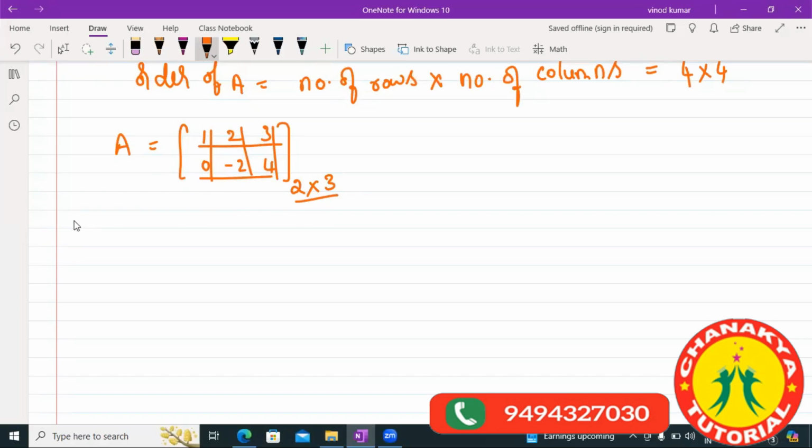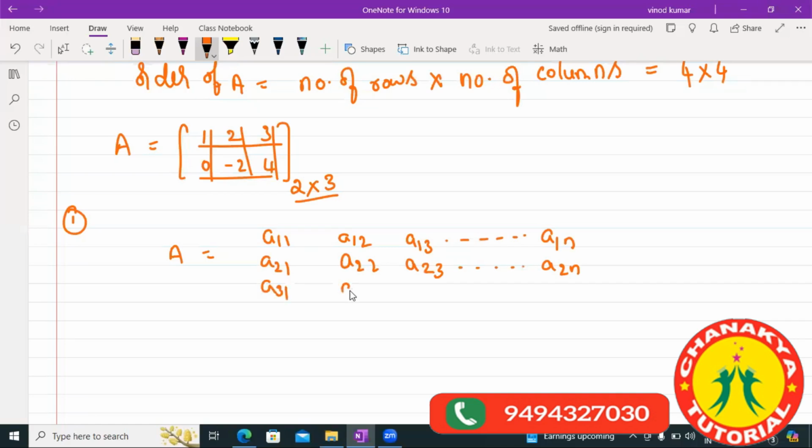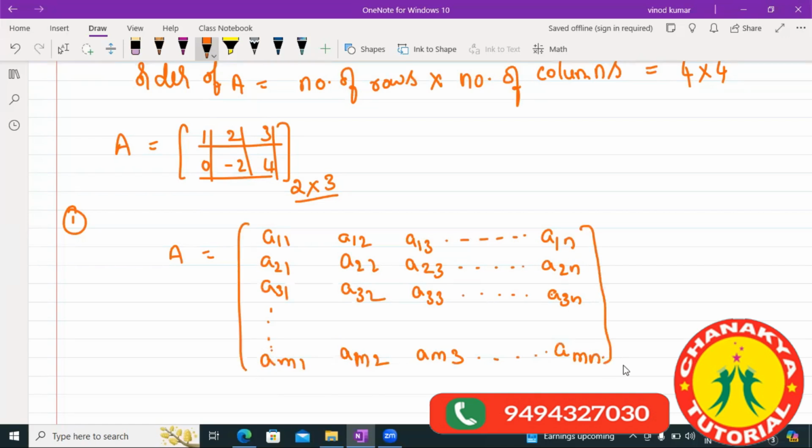Now the general matrix A is A11, A12, A13, and so on up to A1n. Next, A21, A22, A23, up to A2n. Next, A31, A32, A33, up to A3n. Finally, Am1, Am2, Am3, up to Amn. So this is one matrix, with m rows by n columns.